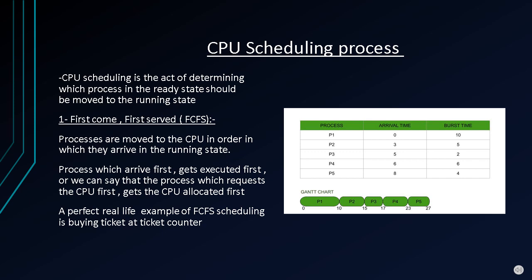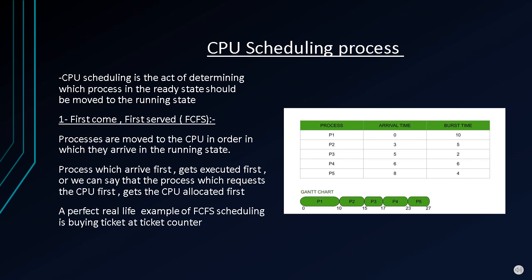Hello everybody, now we will talk about the CPU scheduling process. CPU scheduling is the act of determining which process in the ready state should be moved to the running state. We have four methods of CPU scheduling. The first one is first come, first served, abbreviated FCFS.